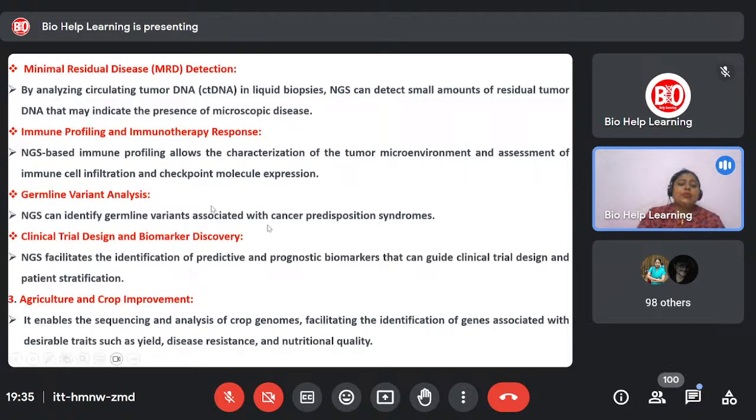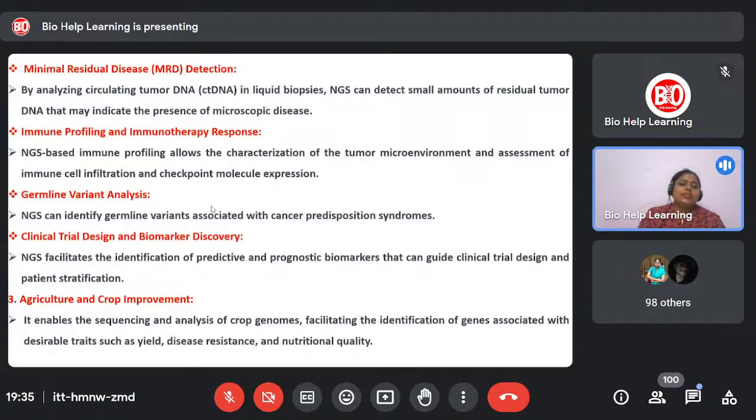Next is immune profiling and immunotherapy response. You can boost your immunity based on the tumor microenvironment and assessment of immune cell infiltration and checkpoint molecule expression. Next important application of NGS is germline variant analysis. It identifies germline variants associated with cancer predisposition syndromes. It is very advanced; you can identify the root cause of the disease.